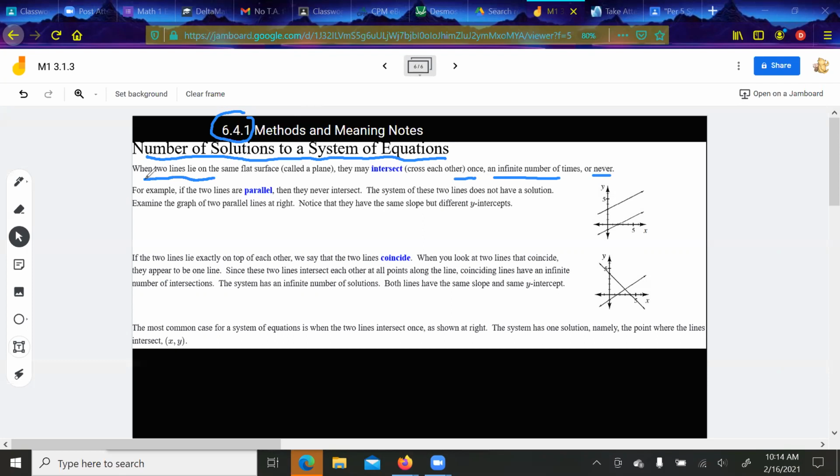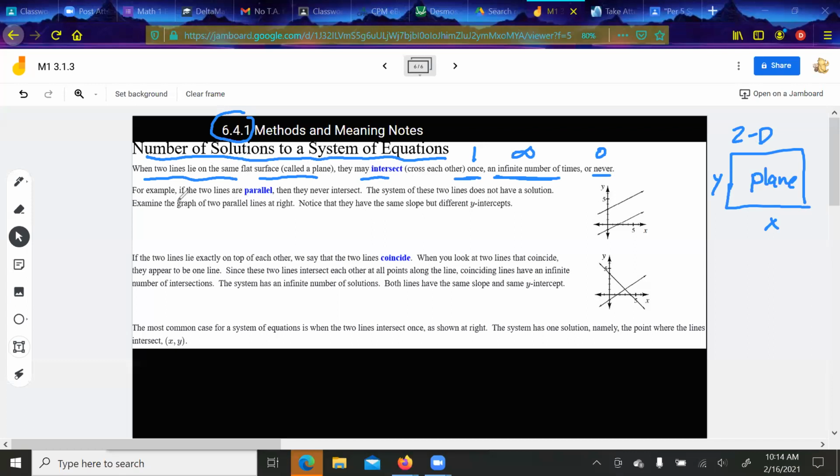When two lines lie in the same flat surface called a plane, that's good to know because we don't talk about planes a lot. Planes are just any flat surface, like a rectangular surface. We make this the X and the Y axis, so this is the XY plane, where we graph things. It's two-dimensional. So when two lines lie on the same plane, they may intersect once, an infinite amount of times, or never. So it could be once, infinite, or zero times. Those are our three possibilities.